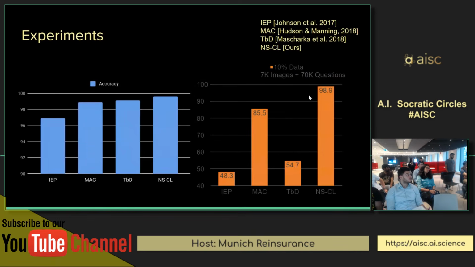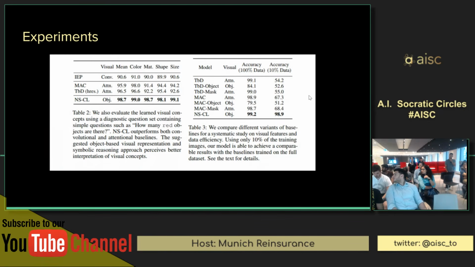Sorry, the left chart, IEP, MAC, those are previous works? Yeah, those are enumerated on top. And what was the best one? NSCL, Neuro-Symbolic Concept Learning. It's theirs. Yeah, it's theirs, this one. Maybe you missed it.